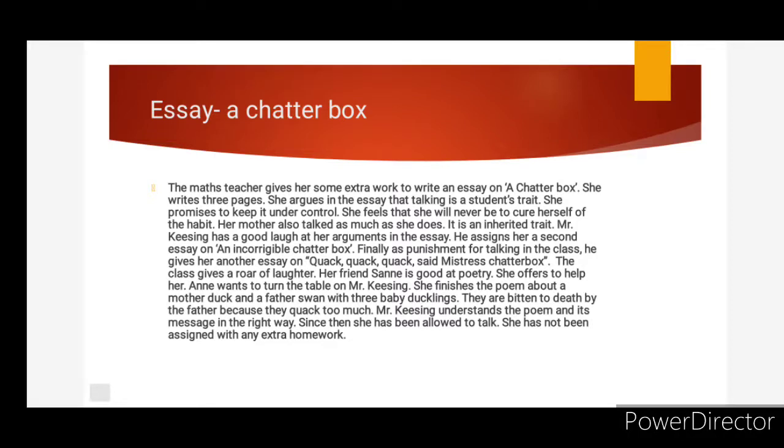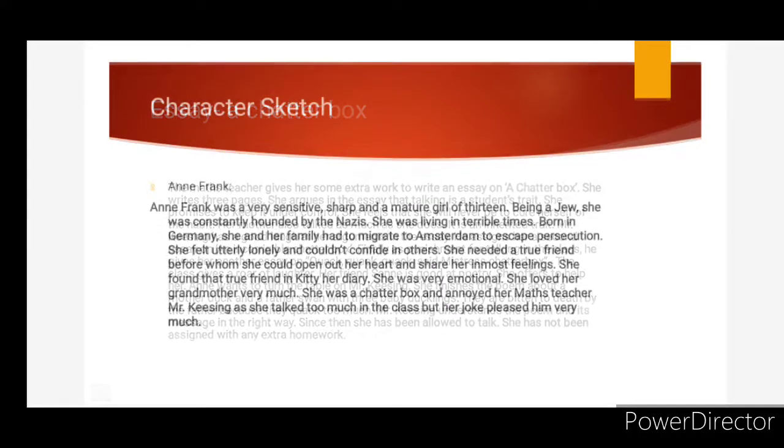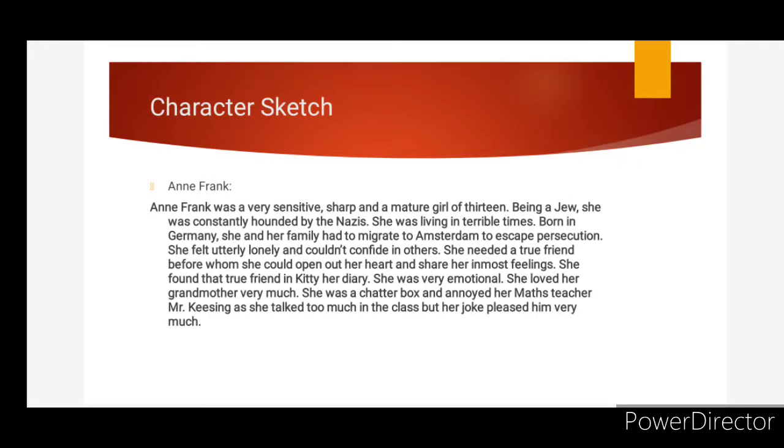Her friend Sanne is good at poetry. She offers to help her, and she wants to turn the table on Mr. Keyzing. She finishes the poem about a mother duck and a father swan with 3 baby ducklings. They are beaten to death by the father because they quack too much. Mr. Keyzing understands the poem and its message in the right way. Since then, she has been allowed to talk. She has not been assigned any extra homework.